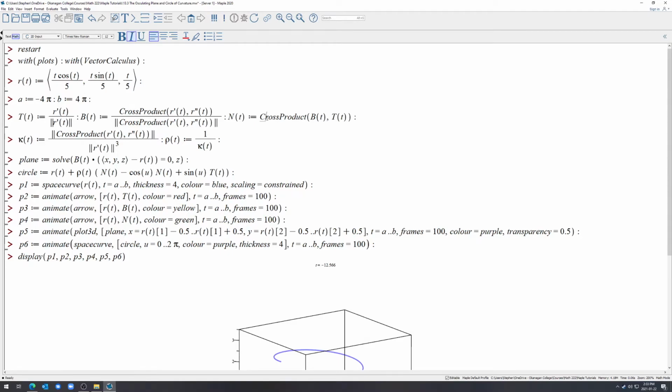I've got my Fresnel array frame calculated here, and I've got curvature. The only reason I have curvature calculated is so I can get rho, 1 over curvature. Okay, well, here's a couple new things.